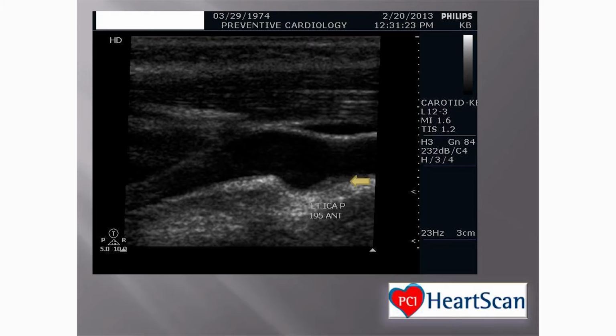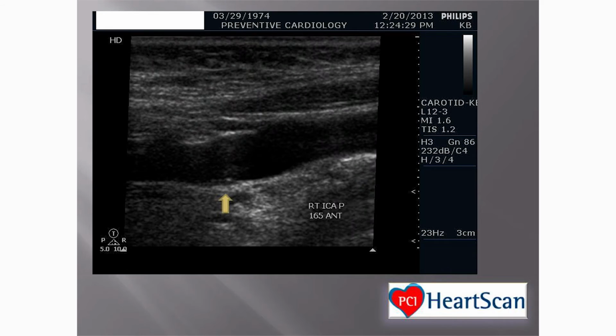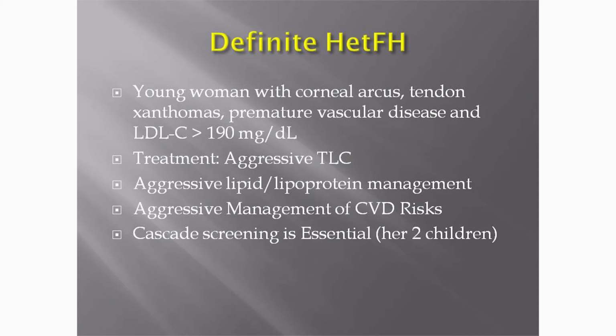The next image is that of carotid intima media, and you see a plaque, and there's an arrow there showing the plaque. Next image, the same thing, a little plaque, a very small plaque in the carotid artery. This is a very good way to assess your patients to see whether or not they have subclinical disease. This woman did have definite heterozygous FH. She has a corneal arcus, she has tendon xanthomas, she has premature vascular disease in that her carotids demonstrated some plaque, and she had a very high LDL cholesterol.